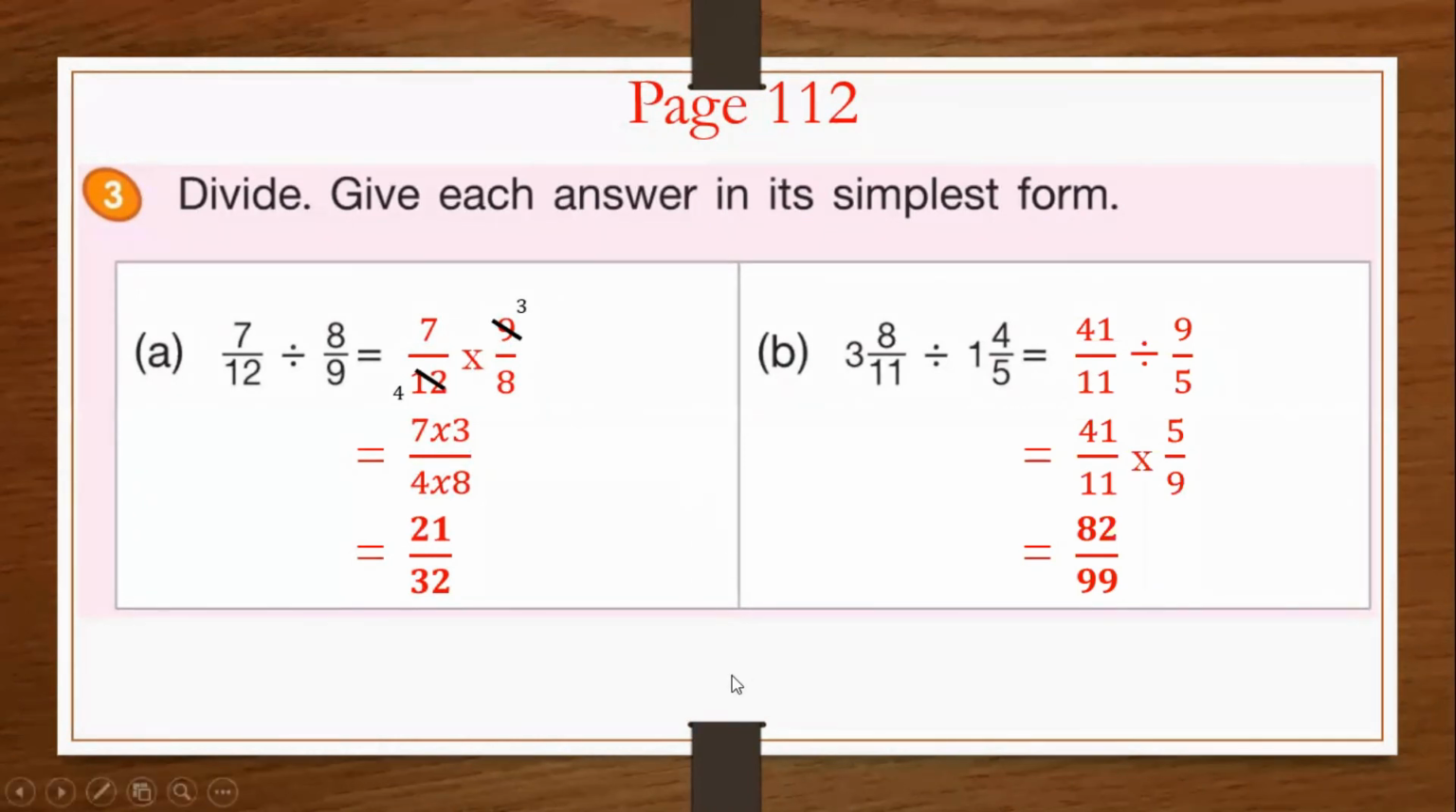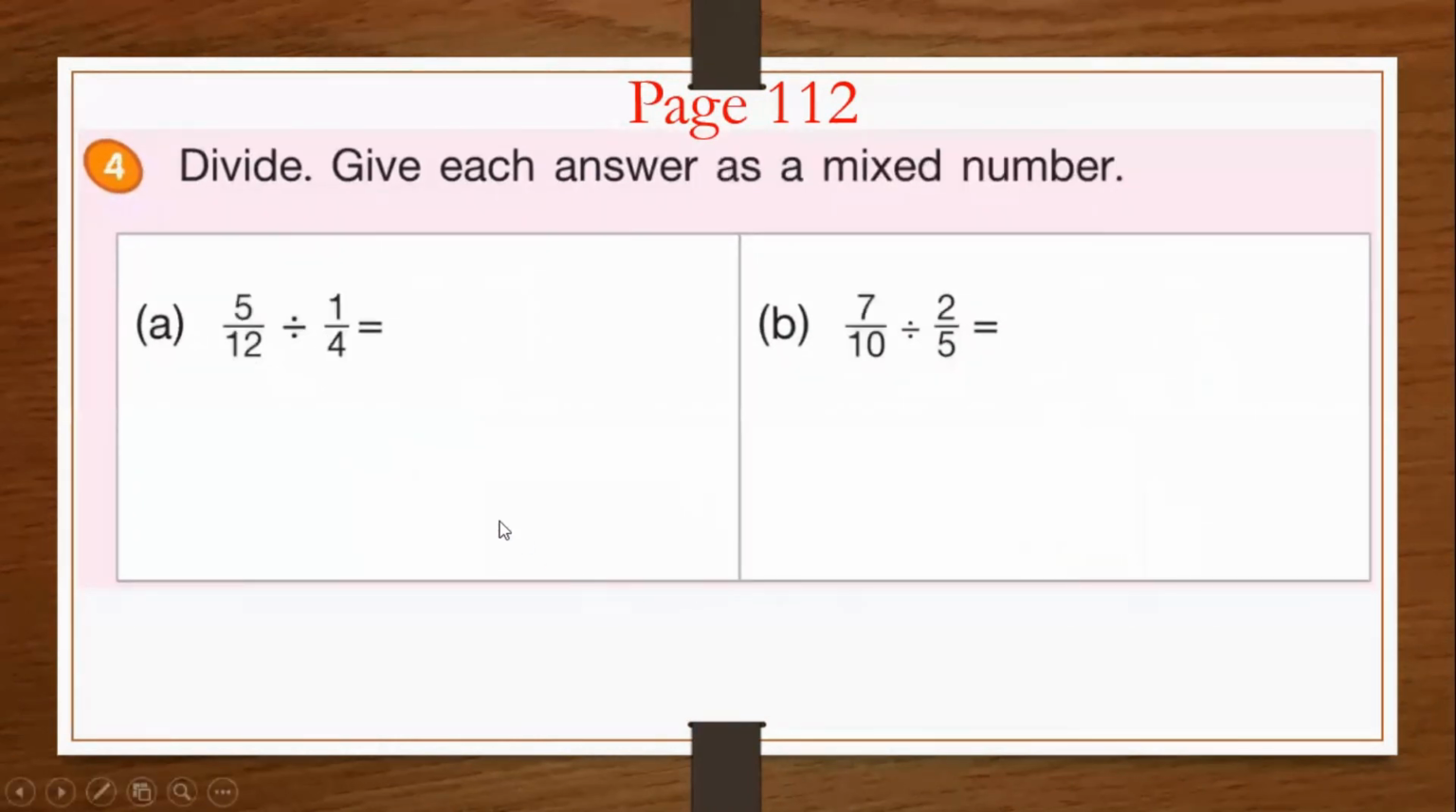Let's move on to number 4. Letter A. What's your answer? 1 and 2 over 3. Very good. How about letter B? 1 and 3 over 4.